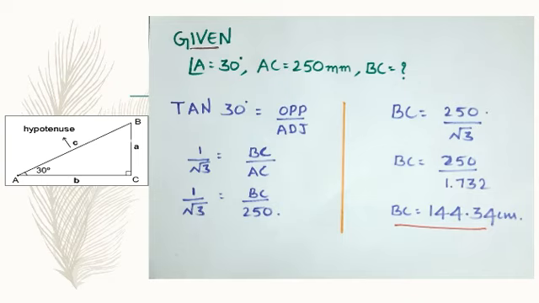So let us take tan 30. Tan is the ratio between opposite and adjacent. Here the angle is 30 degree. Therefore, tan 30 degree is equal to opposite by adjacent. So value of tan 30 is 1 by root 3, that is equal to BC by AC. BC is opposite side, AC is adjacent side. So 1 by root 3 is equal to BC, opposite side we don't know, and AC is 250. Therefore, BC is equal to 250 by root 3. BC is equal to 250 by 1.732. 1.732 is the value of root 3.